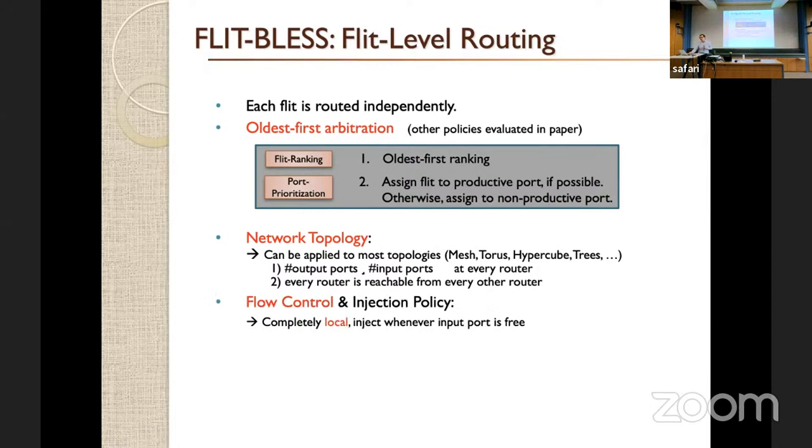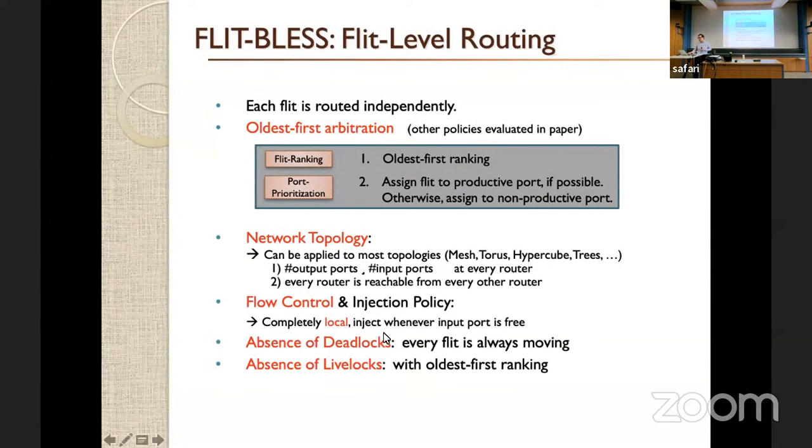So flow control injection policy is now completely local. You inject to a router whenever an input port is free. That hopefully makes sense, right? You don't look at the buffer availability. You just basically sense the input ports, and you inject to a router if an input port is free. Hopefully that makes sense.